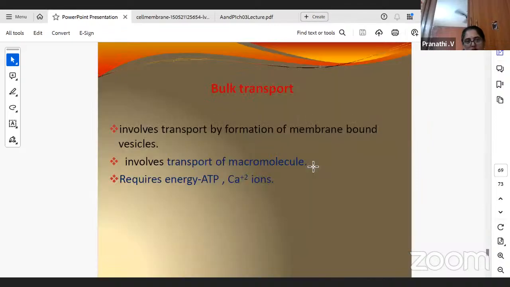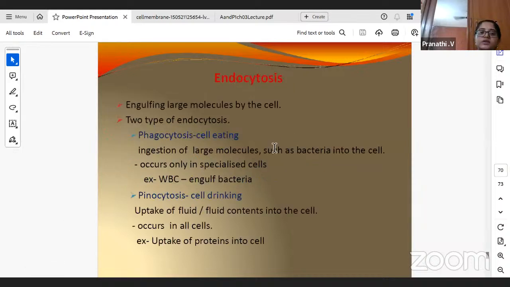So that is the basic differentiation. Bulk transport is wherein the membrane is opened, and many macromolecules come inside. Again, it is ATP dependent, and it needs calcium ions. Endocytosis is wherein cells engulf different molecules.